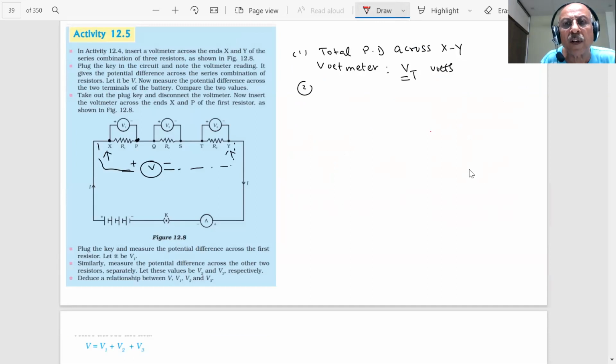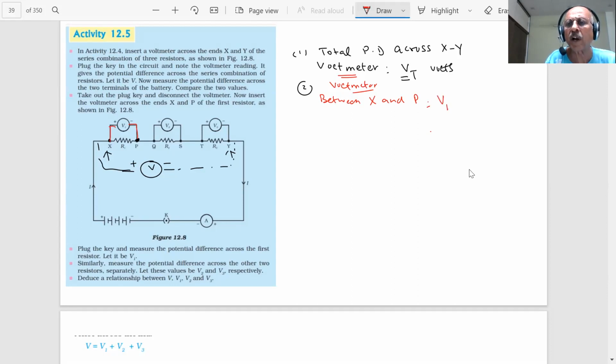I am, students, removing this voltmeter now and connecting between X and P. This is my voltmeter, students. I note down the reading. Can I note it? Can I connect like this? Remove this and join this. I will get a value in the voltmeter, which I am calling V1.